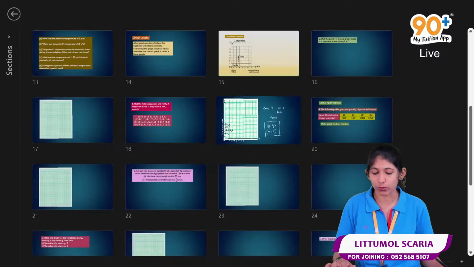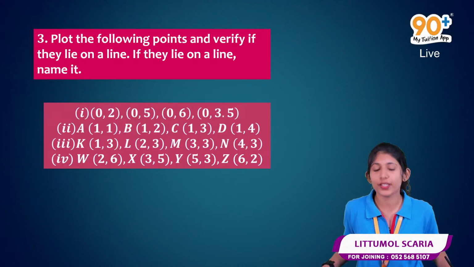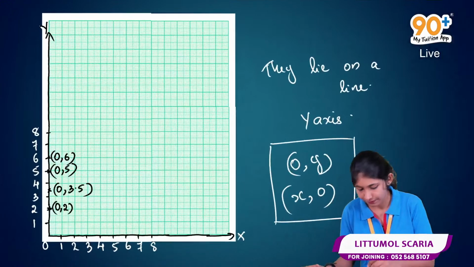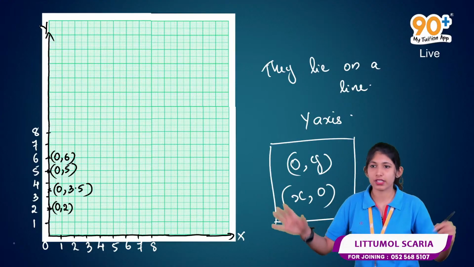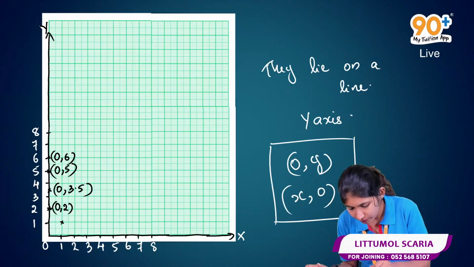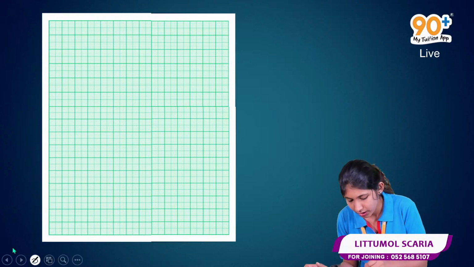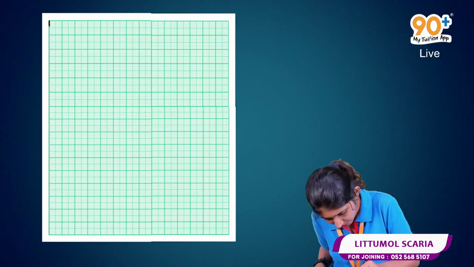Okay, so next one, will you try it yourself? 1, 1, 1, 2, 1, 3, 1, 4. Okay, what will happen? Just the second one as well. The third one and fourth one, you can do it yourself, right? So 1, 1, 1, 2. Okay, I think I will take another graph. That will be better. Yes, I'll draw it again.